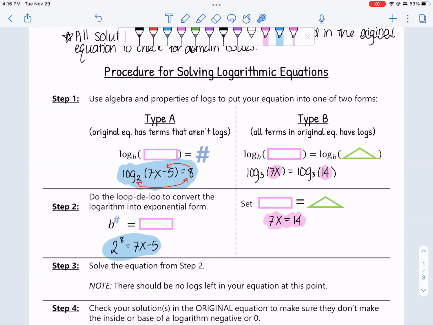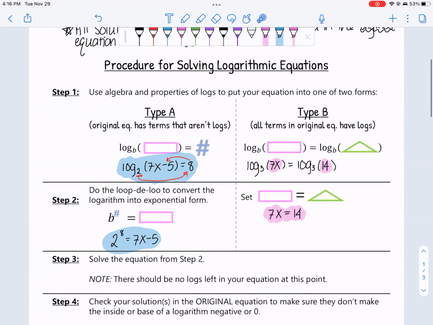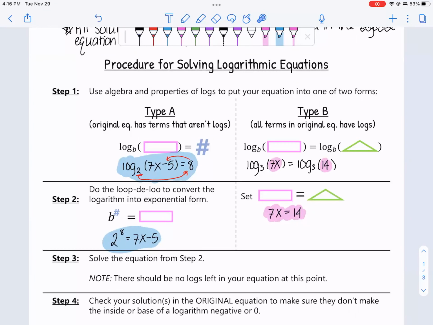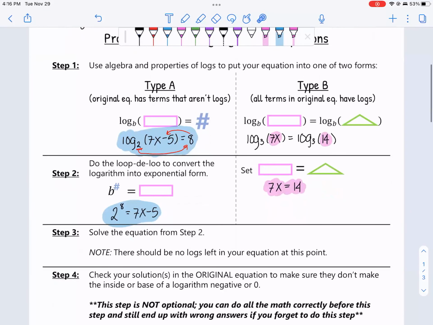So you're going to see both types of problems. Either problem, you have to check your answers for. Type A is loop-de-loo, type B is insides equal. Let's do some.